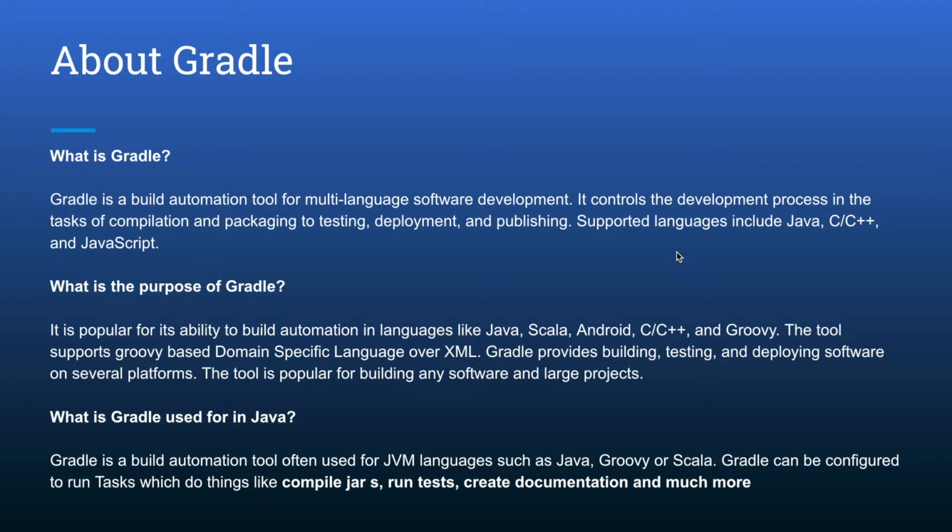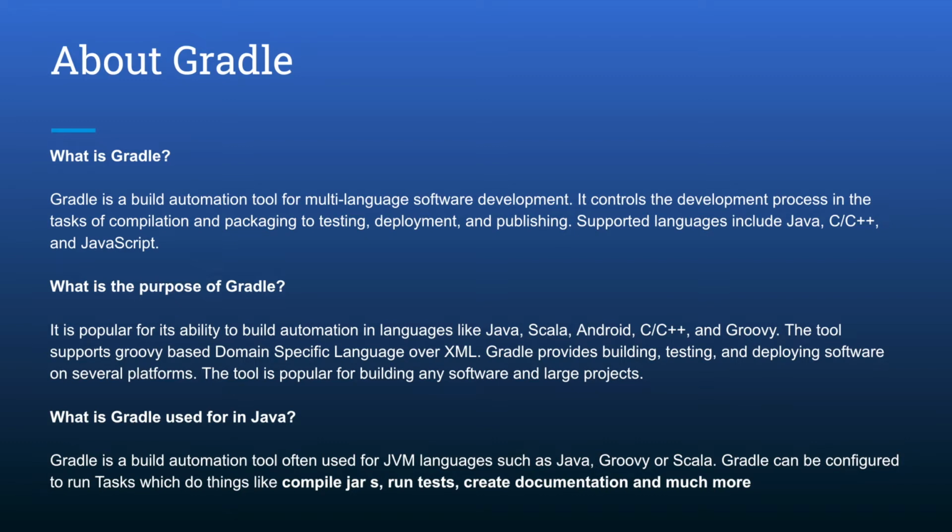What is Gradle? Gradle is a build automation tool for multi-language software development. It controls the development process in the tasks of compilation and packaging, deployment, and publishing. Supported languages include Java, C++, and JavaScript. Basically, Gradle is used to build the application. For example, if the application is written in Java, it will create the jar file, and not only that, the packaging, testing, deployment and publishing are all included.